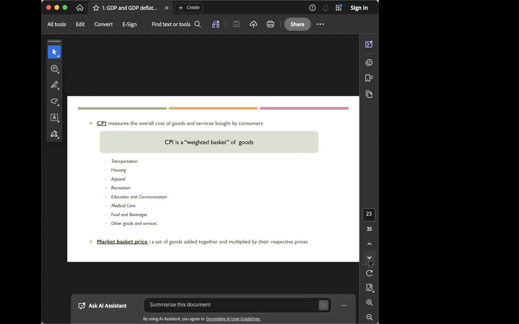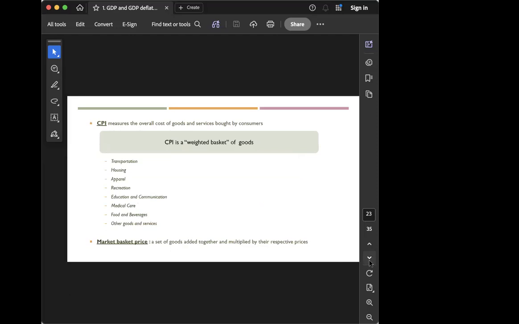All right. This slide gives examples of categories included in CPI, such as transportation, housing, apparel, recreation, education and communication, medical care, and food and beverage. I just added these as examples. CPI is not based on just one good, it is based on weighted baskets. A weighted basket means that goods and services that take up a larger share of consumer spending receive more weight.